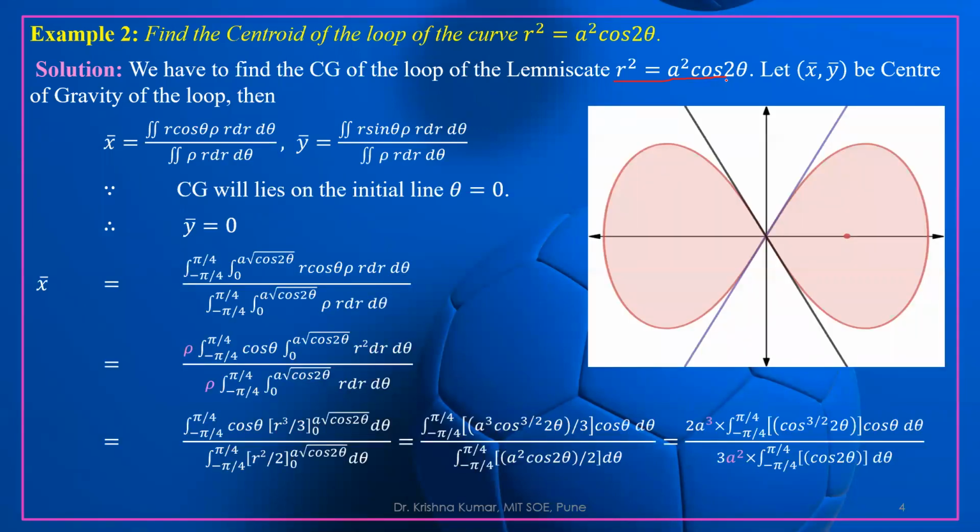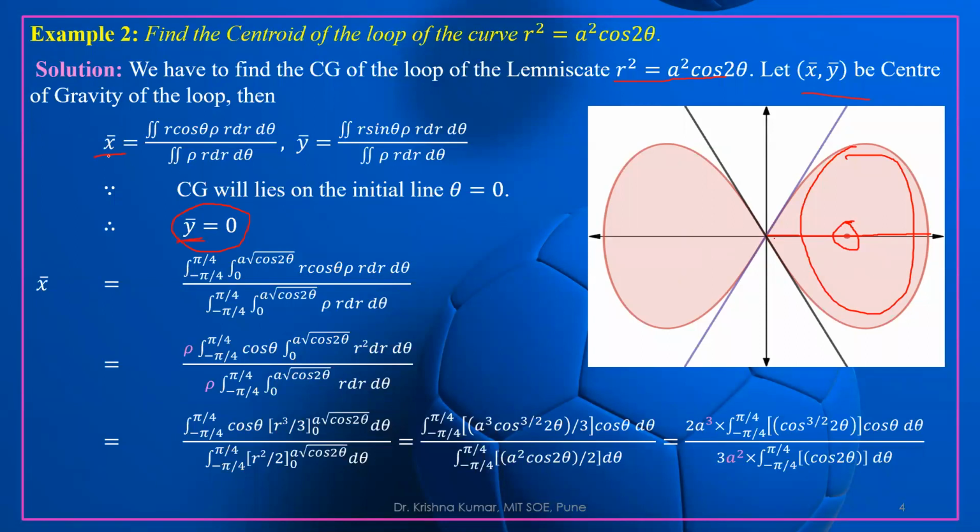This is lemniscate. Okay. So let x bar, y bar be the center of gravity of the loop. Just look here, this is the one loop we are getting. We want to find out the center of gravity of this loop. So clearly the center of gravity will lie on this line, the initial line. Since center of gravity is on the initial line, which is nothing but the x-axis, the value of y will be 0. So the center of gravity will lie on this axis, for which y bar is equal to 0.